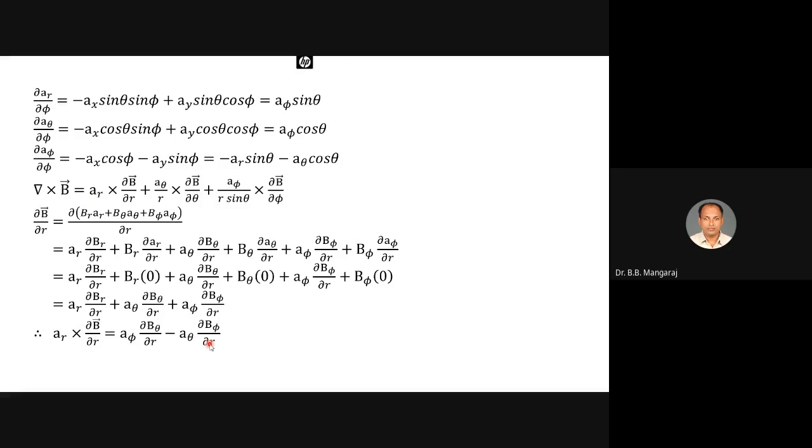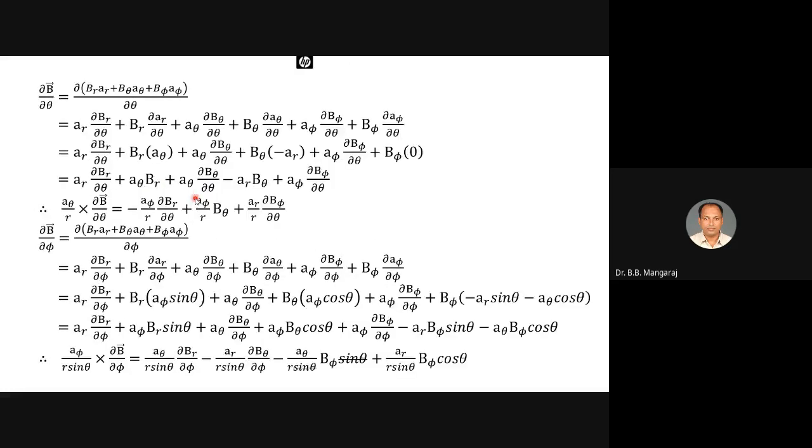So first term we have got. Let us find out the second term. Then we can make the cross product. The second term, del b by del theta, is like this. Now these two parameters here will give us two partial derivatives, ar del br by del theta plus br del ar by del theta, and these two terms will be two partial derivatives, and this gives two.